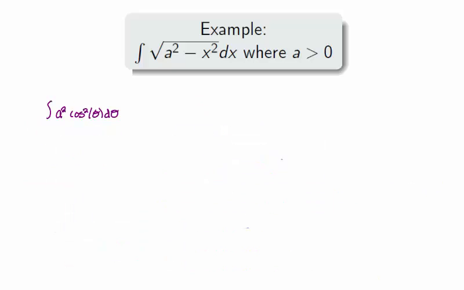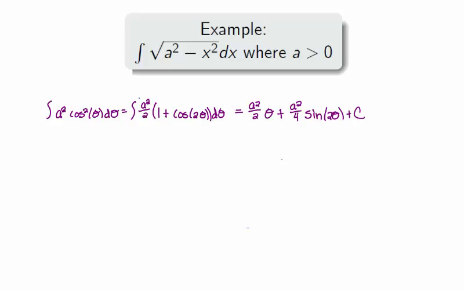We are now able to handle the furthest right integral using the techniques of the previous section, and in particular a half angle identity. The integral of a squared times cosine squared of theta d theta is equal to the integral of a squared over 2 times 1 plus cosine of 2 theta d theta, which equals a squared over 2 times theta plus a squared over 4 times sine of 2 theta plus c. So we have that the integral of the square root of a squared minus x squared dx is equal to a squared over 2 times theta plus a squared over 4 times sine of 2 theta plus c.